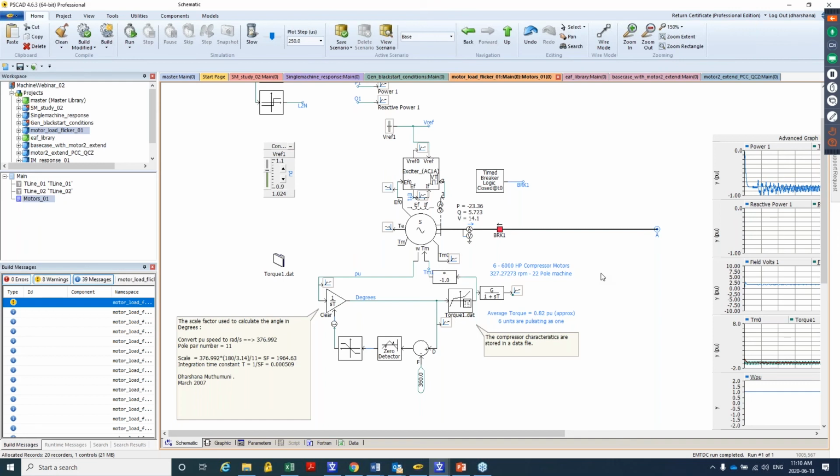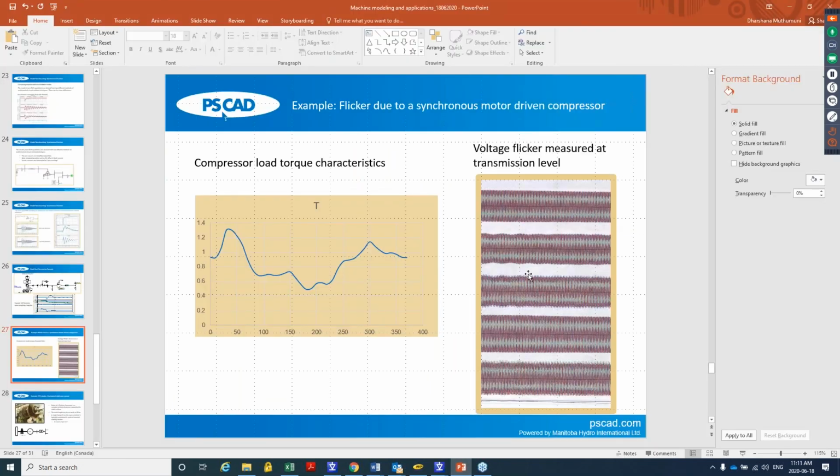Once you do that, then you can add SVCs, SVC controls to mitigate flicker. So in this case, the actual torque-speed, torque-time characteristics of the compressor was used as the input to the machine as the machine torque. We had to go through this little calculation in order to convert the datasheet values to a time domain input. What I have shown here are the field measurements, and if you run this case, you will see that PSCAD results are comparable.